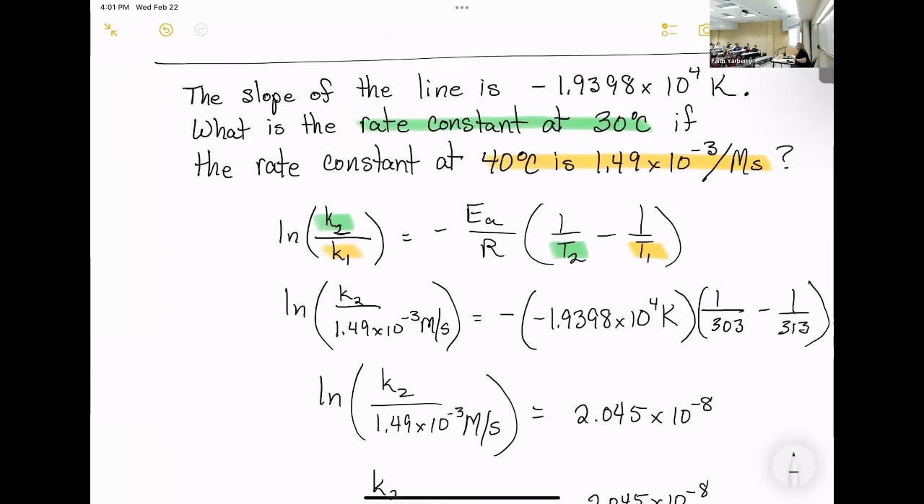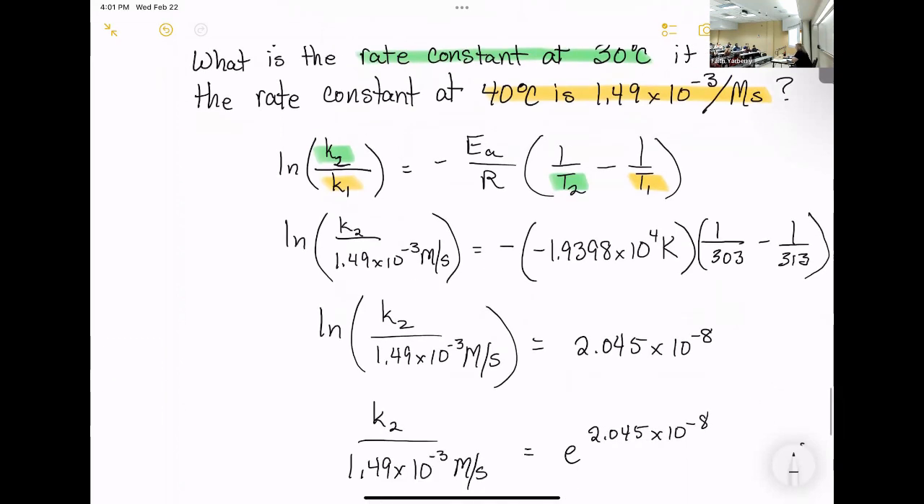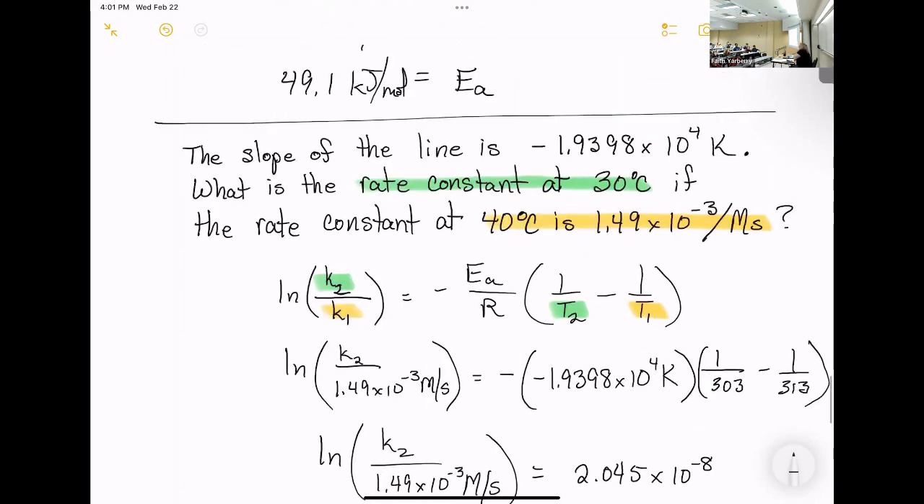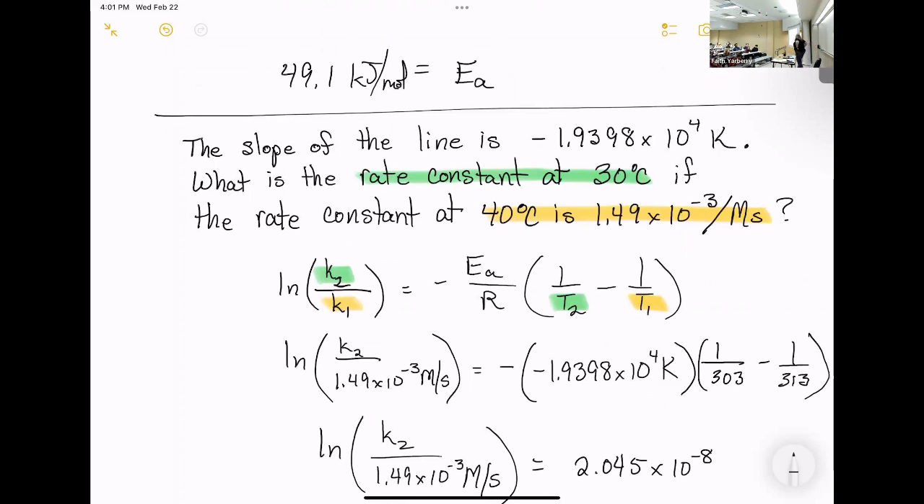I was working the math real quick, sorry. Well, I can think it through. The slope of the line is a negative 1.939 times 10 to the 4 Kelvin. What is the rate constant at 30 degrees Celsius? Hold on, there's an error. See, even I can see errors, but I'm doing it through math.